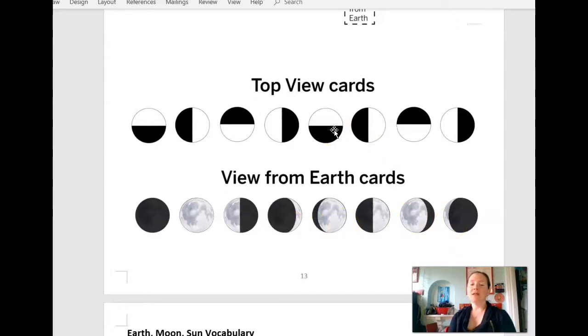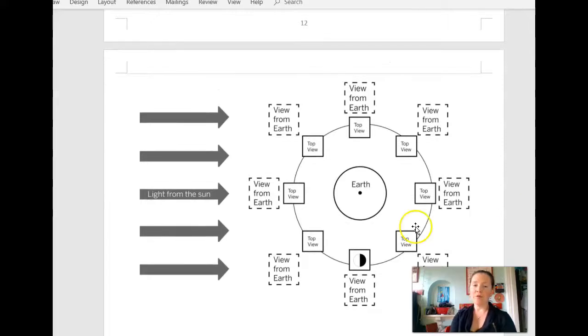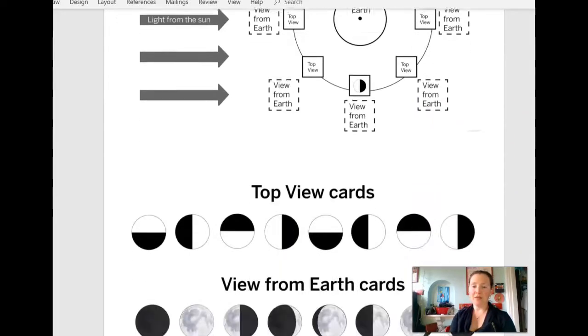The top view cards, I think, are just to help you understand that the light from the sun is shining on the moon pretty evenly, but what our view is depends on the position of the moon in orbit. So I think that's the goal of the top view cards versus the Earth cards. So my recommendation is either you cut these moon circles out and then you put them on this little chart here. Here's the Earth, and then you would put what you see, match it up all the way around. So the view from the Earth would be what the moon really looks like. All right, so hopefully that helps explain what this activity is about.